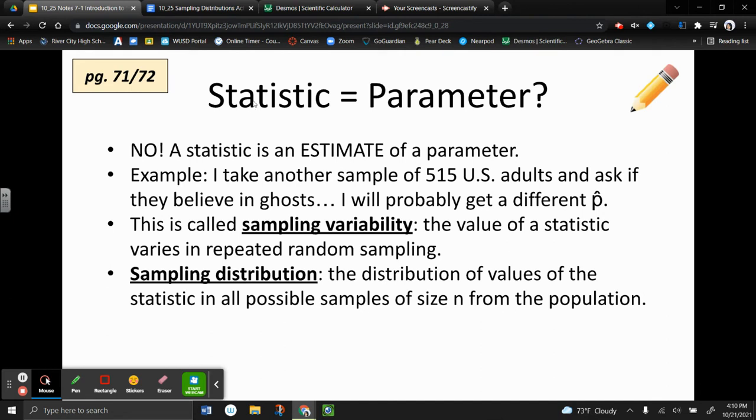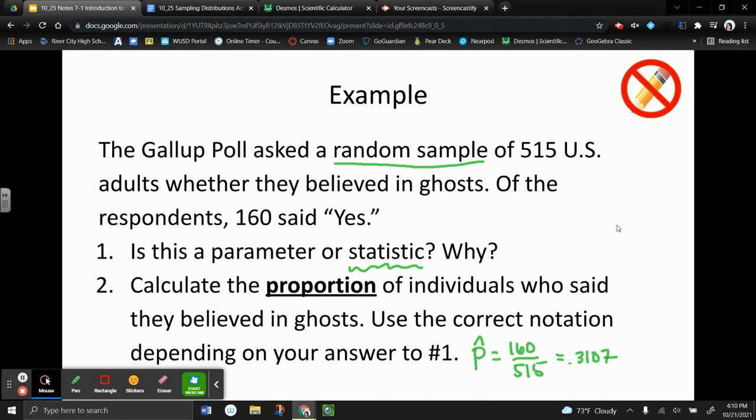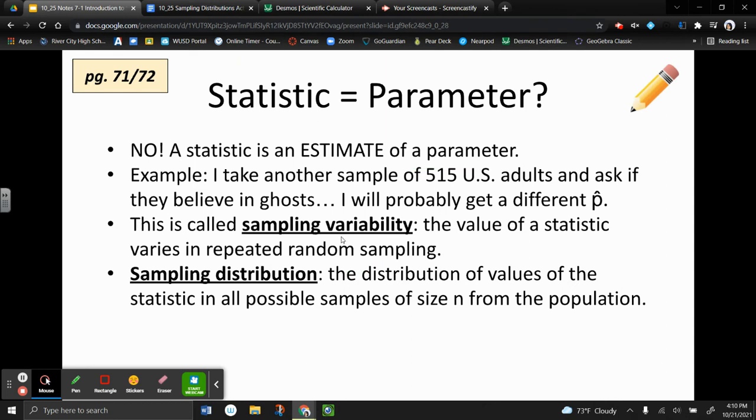All right, so the question is, does a statistic equal a parameter? Okay, the answer to that is no. A statistic is an estimate of the parameter. So for example, if we took another sample of 515 US adults and asked them if they believe in ghosts, you're probably going to get a different p hat, right? It's not always going to be 0.3107. It might be around 0.3107. We can maybe say about 30% of US adults believe in ghosts, but if we take a bunch of samples and calculate the proportion who believe in ghosts, it's going to vary. It's going to be around 0.3107, most likely, but it is going to vary. So that's called sampling variability.